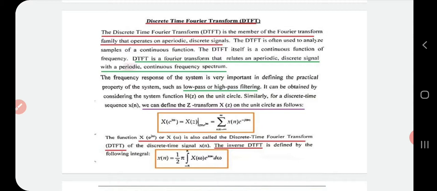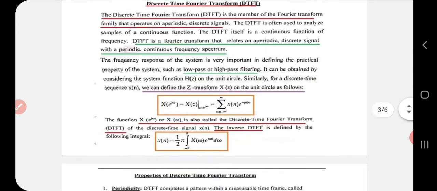So if you have a discrete time sequence x of n, then its Z transform is represented as x of Z on a unit circle, and its expression is given in that box. Okay, here that function x of e raised to j omega or simply x of omega is called DTFT or discrete time Fourier transform of the discrete time signal x of n.